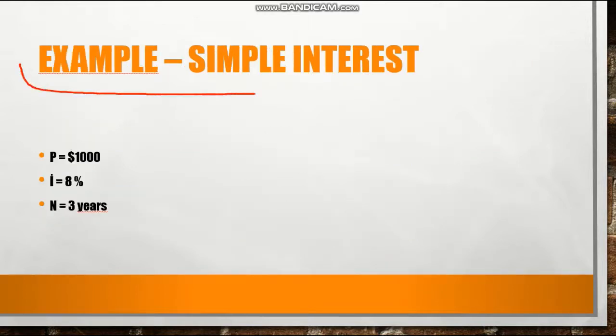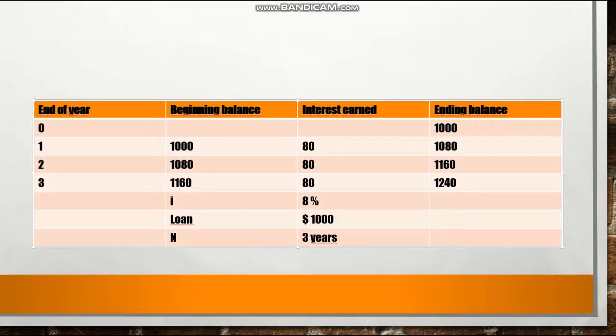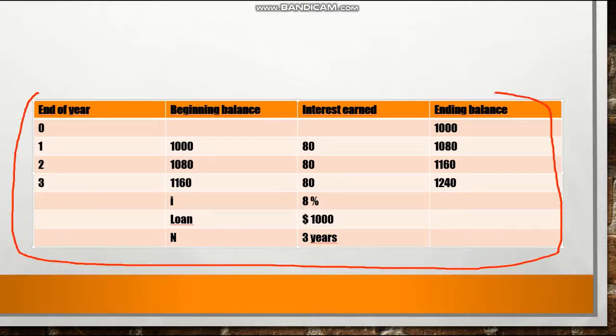Okay, let's have an example for simple interest, where our principal is $1,000, our interest rate is 8%, and our time duration is 3 years. Let's tabulate this and see how we end up after 3 years with an 8% interest rate on $1,000. How much money is accumulated at the end of 3 years? I already prepared the tabular form due to lack of time.